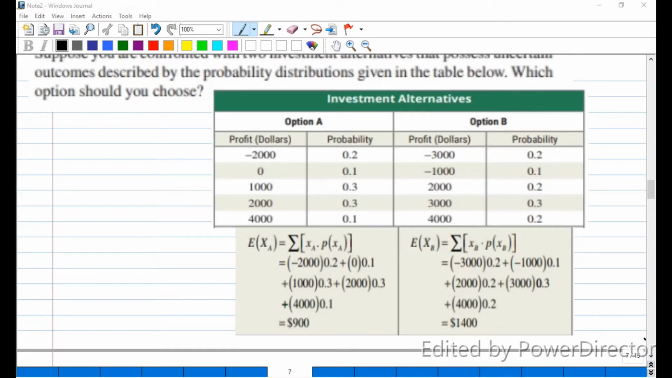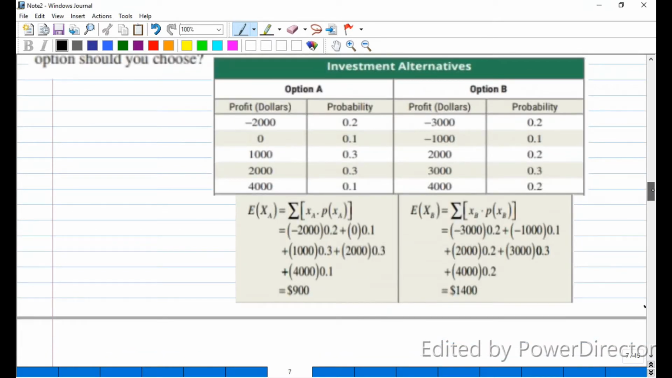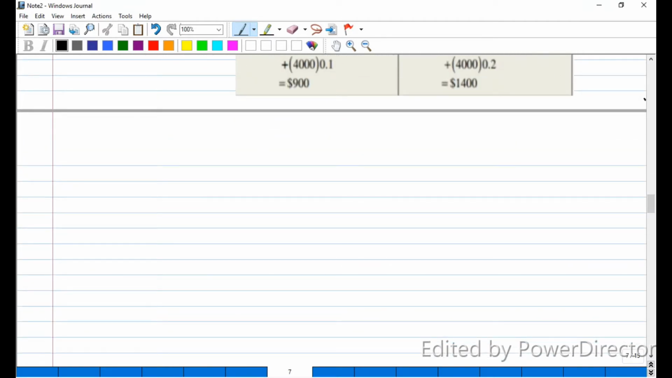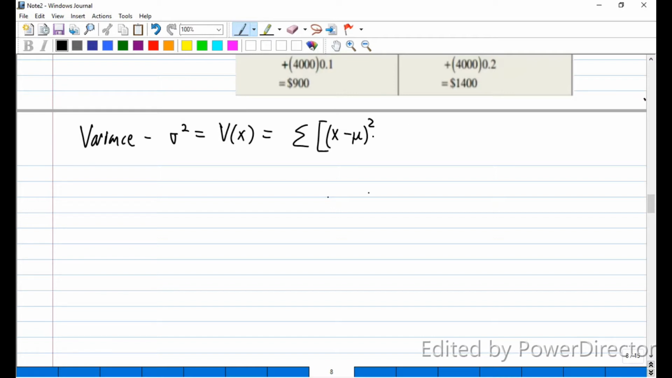Alright, so what about the standard deviation and variance of a discrete random variable? The formula is actually not too bad. I mean, of course, it's standard deviation and variance, so it's going to be a little calculation to do if you do it out by hand. But let's first look at the variance. So the variance of a discrete random variable, the notation is V of x for variance. It's going to be the sum of x minus mu squared times p of x.